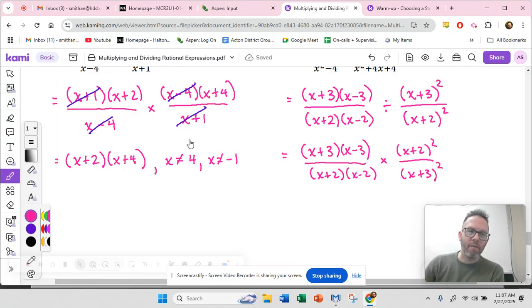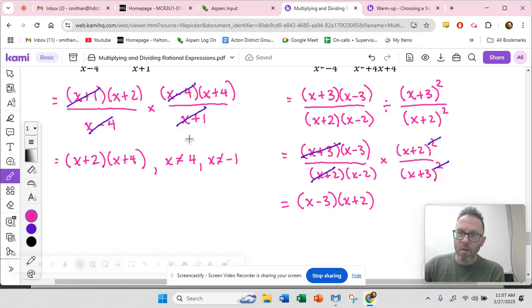Now is where we can do our canceling, if we can. So take note, we have 2 factors of x plus 2 on the top, 1 factor on the bottom. I can't cancel both, I can just cancel 1. And it's the same with the x plus 3s. There's 1 of them on top, and there's 2 of them on the bottom. I can only cancel 1. And so we're left with x minus 3 times x plus 2 over x minus 2 times x plus 3. That's the best we can do.